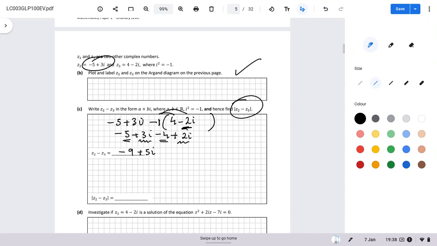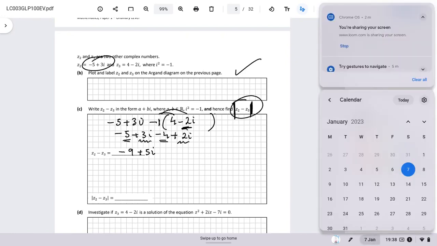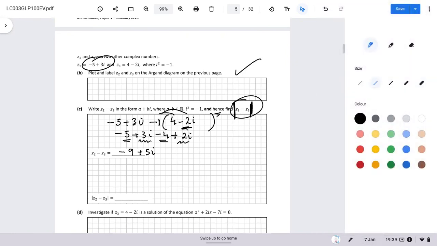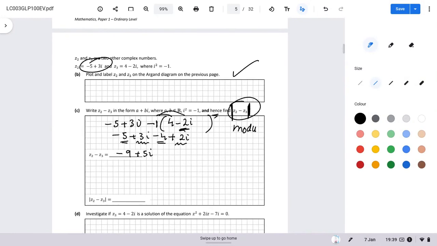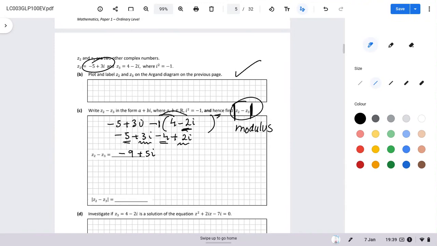And hence find these things here. So we see two big, long, straight down lines, and what that means is the modulus. Once we see hence, we use our previous answer. Now, in order to work out the modulus, which indicates the distance from the origin, try and memorize this formula. Square root of a squared plus b squared, or the square root of real squared plus imaginary squared. So here, it's going to be the square root of minus 9 squared plus, it's always a plus, my b there is 5 squared. We don't need the i because it's just a number answer. How far it is from the origin, how far it is from 0, 0.